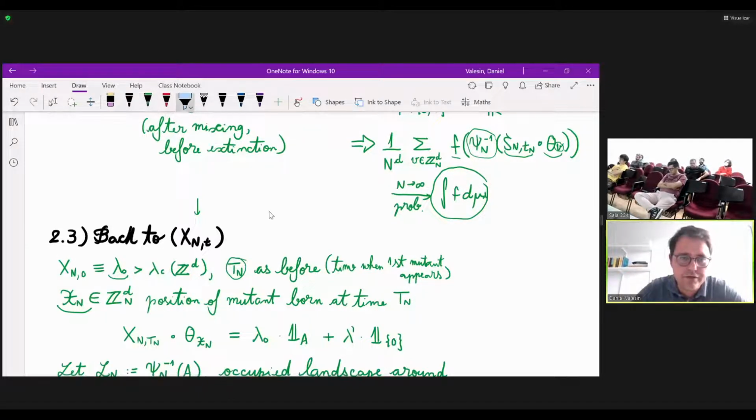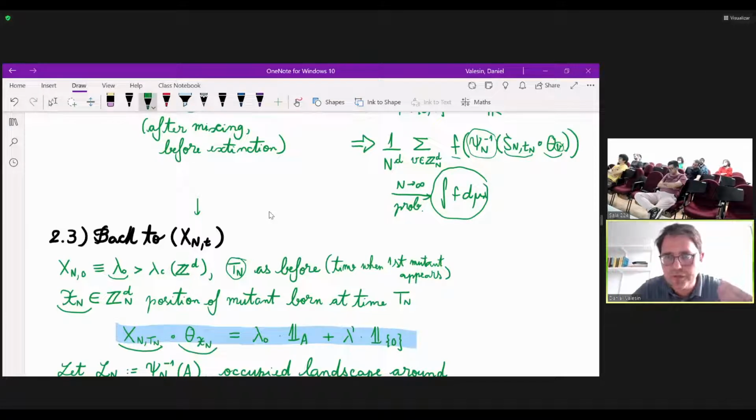So what you observe at time Tn, let's look at this equality together. Here I'm looking at the process at the time when the first mutant is born, but I'm shifting it so that the position of the mutant becomes the origin. So I'm centering the torus at the mutant, and then I claim that the process will look like this. It will be lambda 0, so there will be lambda zeros in a certain set A, and there will be one guy of the type lambda prime at the origin.